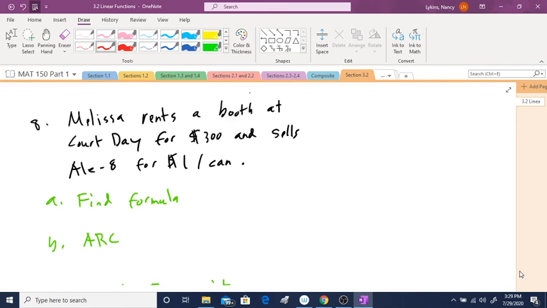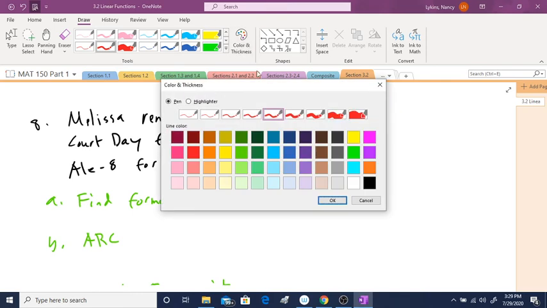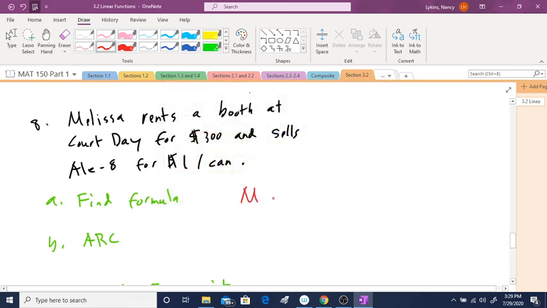So what would be a good formula? Well, I'm going to use money this time. I'm going to say money is going to depend on how many cans Melissa sells. In this case, you don't normally have to do this, but I'm going to put a 1C for knowing that it's $1 per can. Now, if it was $2 a can or whatever, you'd put a 2 there. But now, $300. Do we add 300 or subtract 300? Well, since she rents it, she owes. So that means she's going to be in the hole of the $300.